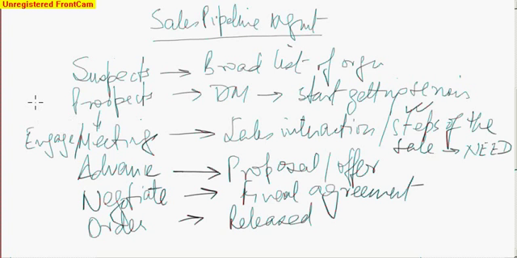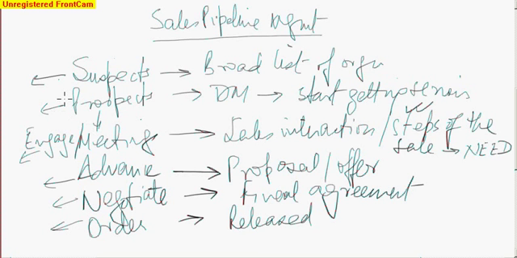What it means to say is that an organization must know at any point of time how many suspects are there in their pipeline, how many cases are at the prospects level, how many cases are where the salespeople are engaging, how many advances have been made, how many are in the stage of negotiation, and how many are the orders which have been closed.